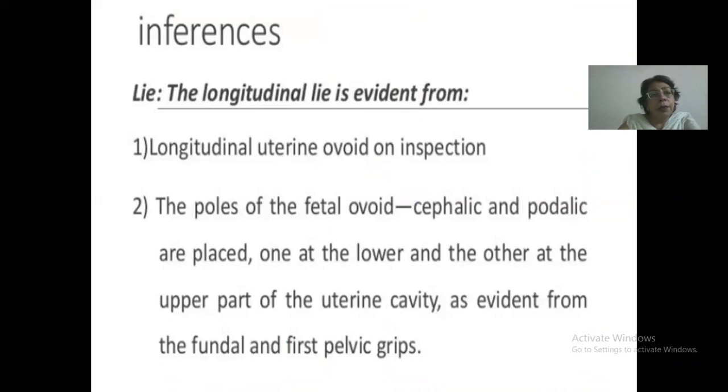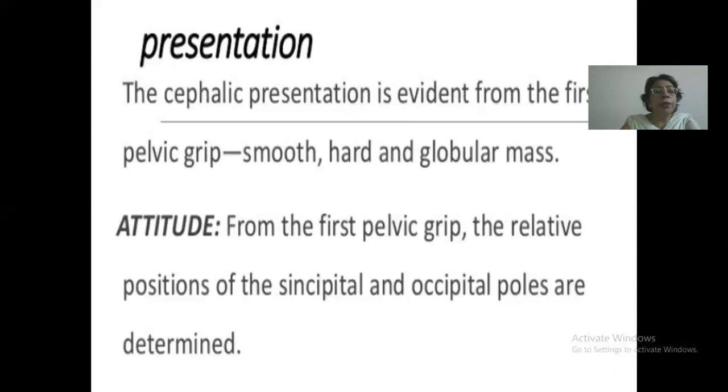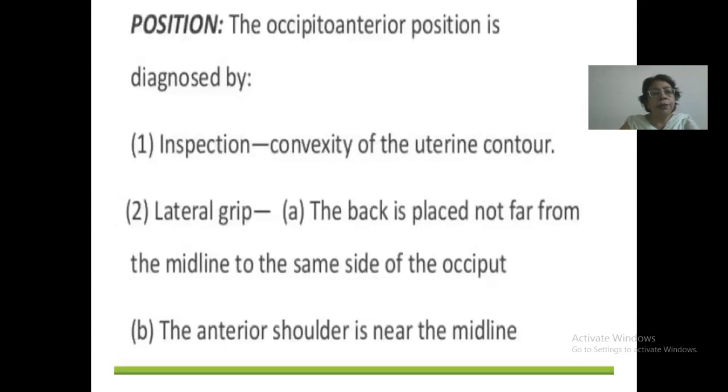Now, lie. What do we infer from all this? The longitudinal lie is evident. The longitudinal lie gives a uterine ovoid on inspection. The poles of the fetal ovoid, cephalic and podalic, are placed one at the lower and the other at the upper part of the cavity, as is evident from the fundal and the first pelvic grips. So both of these will tell you what the lie is, whether it is cephalic or podalic. Now the cephalic presentation is evident from the first pelvic grip: a smooth, hard, globular head. Attitude is determined from the first pelvic grip, and the relative positions of the sinciput and occipital poles are determined. I've shown you the diagrams to make it more clear.